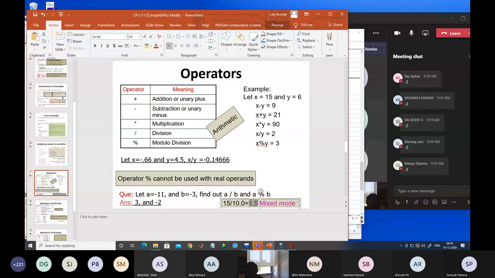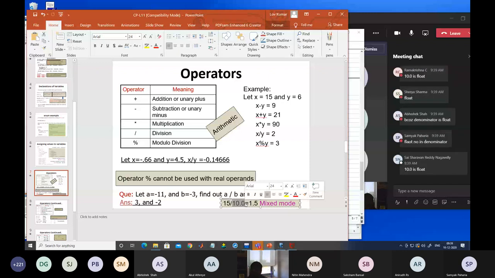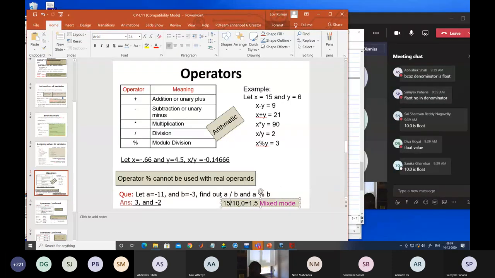Why are we getting 1.5? Anyone? 15 divided by 10.0. Because here 10.0, you can see, is a real number or float number. So the output will automatically be a float number. In the float number, you will get 1.5. So 1.5 is the output. Even if you write 15.0 divided by 10, the output you will get is the same.